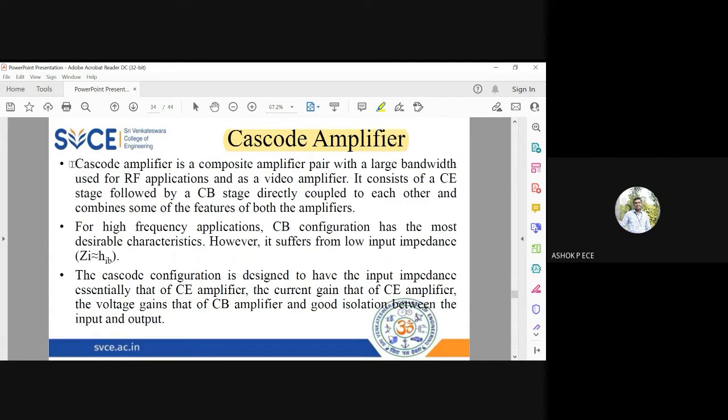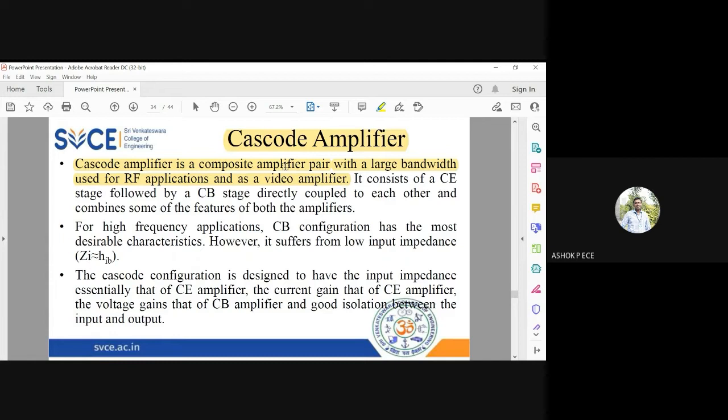See, cascode amplifier is a composite amplifier pair. Composite means the two amplifiers are not the same, with a very large bandwidth, and it is specifically used for RF applications as a video amplifier. So Cascode amplifier is a composite amplifier. It is not homogeneous. Cascade amplifier is a homogeneous amplifier. The Darlington pair is a homogeneous amplifier. Homogeneous means two same type of transistor amplifiers are going to be used.